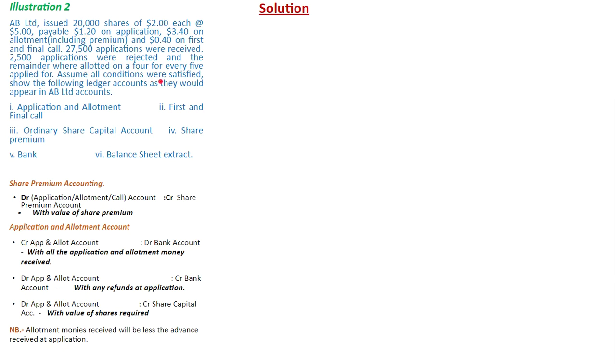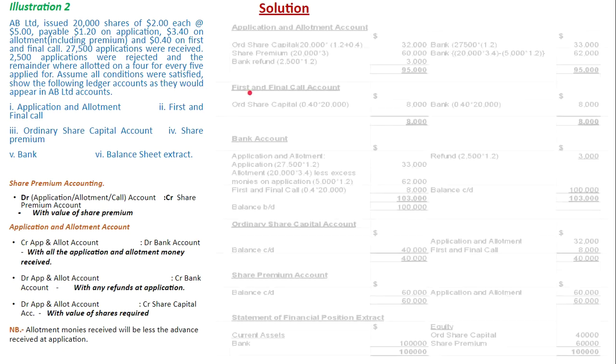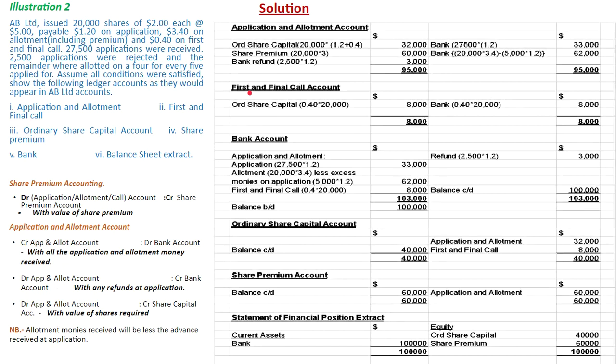We already have the knowledge on what needs to be done on this illustration. So the solution will be as follows. We are going to look into our accounting notes and see how each accounting note was applied to the solution. First, we are going to look at the application and allotment account. We are told to credit application and allotment account with all the application and allotment monies received. So we go to the application and allotment account.